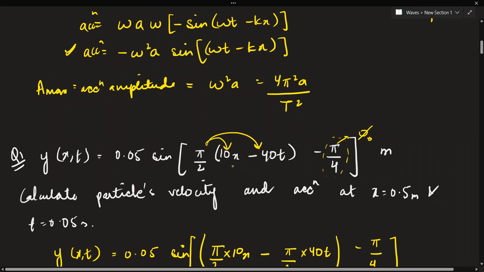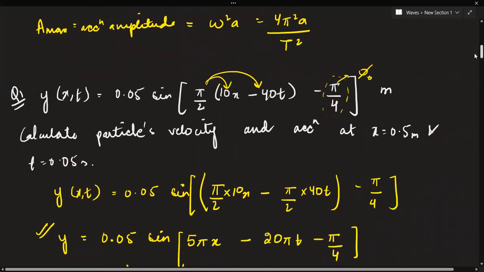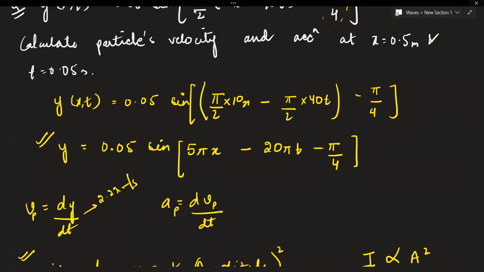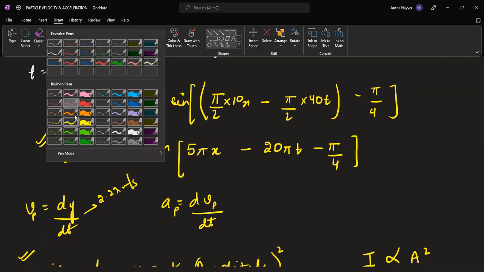Now see, in this, pi by 2 is being multiplied with the 10x as well as with the 40t. So what should we do? We should multiply this pi by 2 with both so that we get the equation. So this will be pi by 2 into 10x minus pi by 2 into 40t. We're just opening the bracket. So this will be y is equal to 0.05 sine 5 pi x minus 20 pi t minus pi by 4.